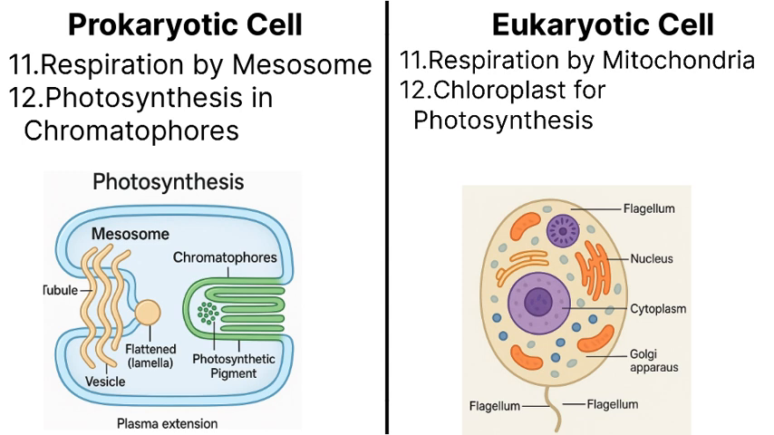ATP forms specifically in mitochondria. And there is another extension of the plasma membrane in prokaryotes called chromatophores, where all their pigments are stored for photosynthesis, as you can see in the image. But eukaryotes have chloroplasts for their photosynthesis.